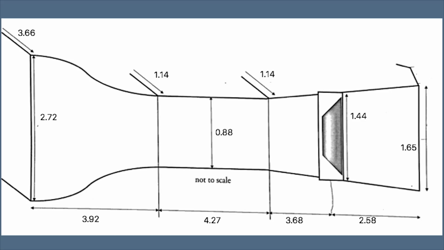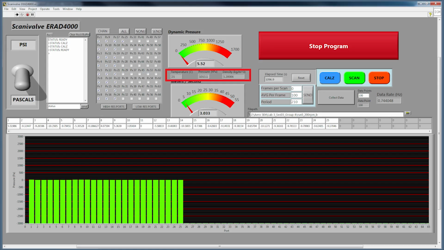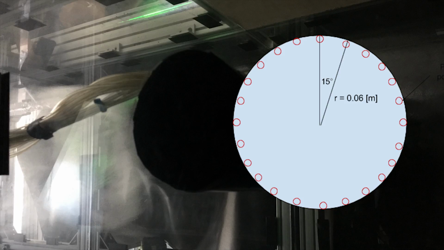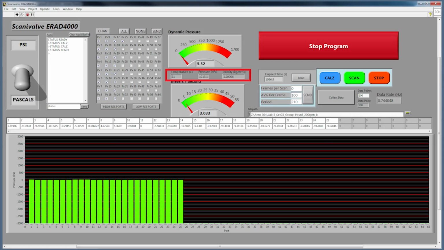For our experiment, we used the Cal Poly low-speed wind tunnel, which allows for precise measurement and visualization of flow fields up to 58 meters per second. The wind tunnel is equipped with a Scanivalve 64-port pressure measurement system, of which 24 ports were hooked up at 15-degree intervals around the circumference of our 12.06 centimeter diameter test cylinder. The atmospheric temperature during the experiment was 21.0 degrees Celsius, with the corresponding pressure of 1013.1 hectopascals. This led to a calculated density of 1.2001 kilograms per meter cubed.